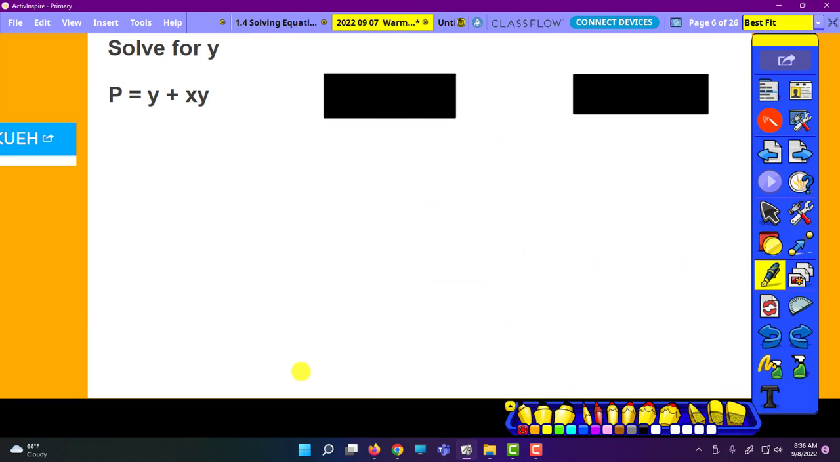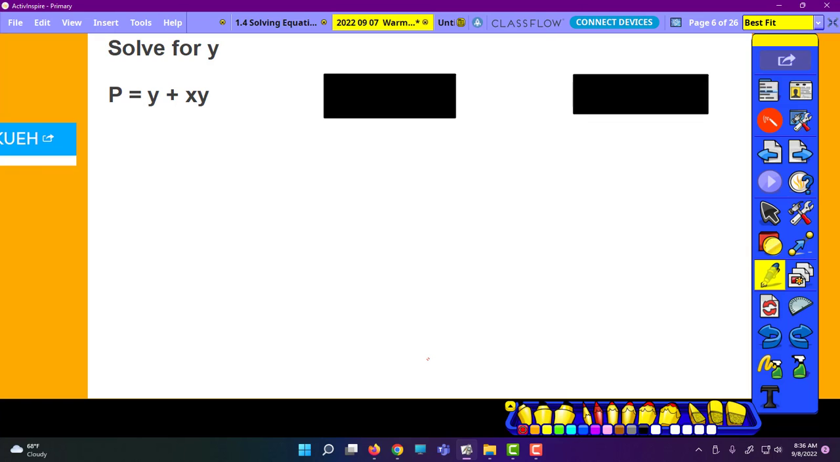All right, for this next question, we are solving for y again. But what do you notice for this problem? How many y's do I have? I have 2 y's in here, okay? I have 2 terms that have a y. So it's hard to solve for y if you have more than 1 term that has the variable y. So the goal here is to make those 2 y's as 1.